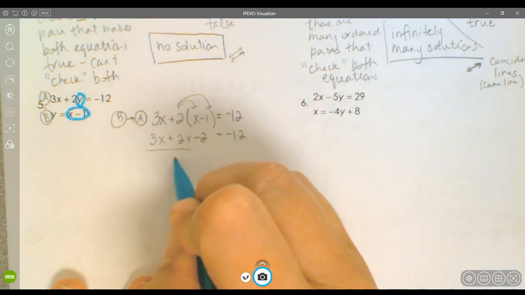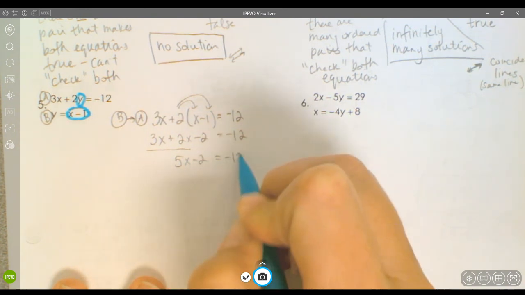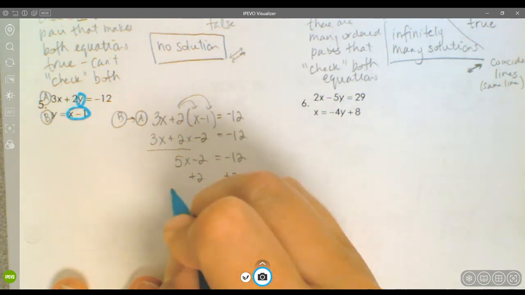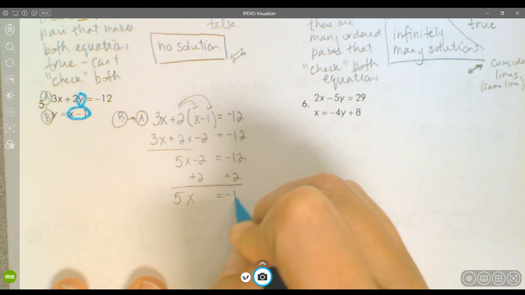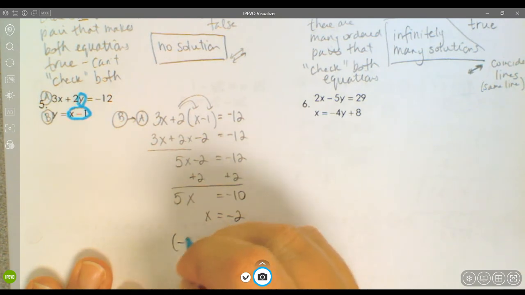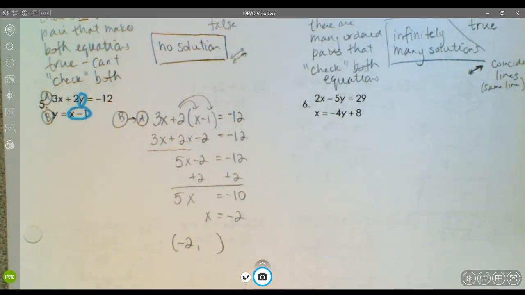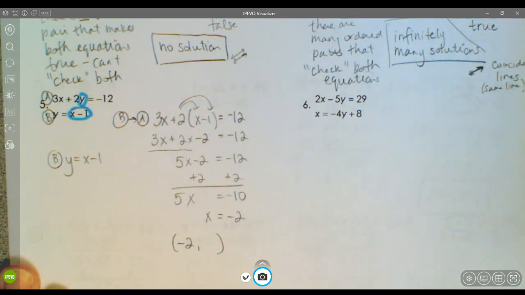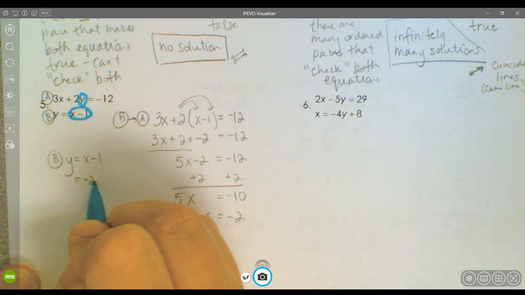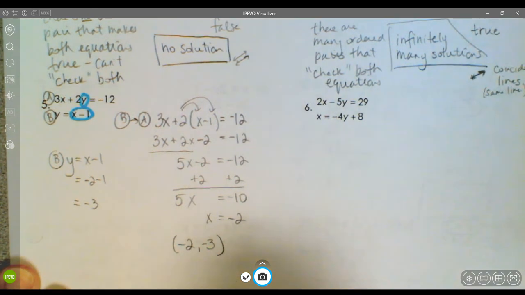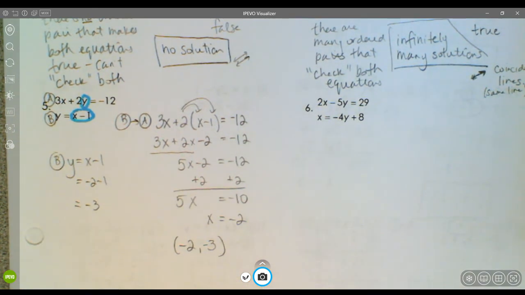Combining like terms gives me 5x minus 2 equals negative 12. And to solve, I will add 2 to both sides. And I find that 5x equals negative 10. And so x equals negative 2. So far, I know x is negative 2. I've got to find what y is. And I'm going to go into the second equation. If y equals x minus 1, x is negative 2. And negative 2 minus 1 equals negative 3. So I believe I will complete my ordered pair with negative 3.